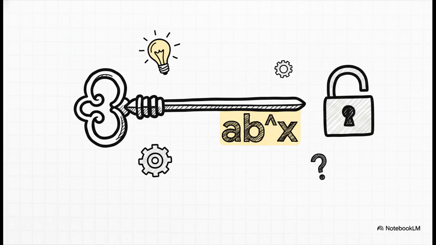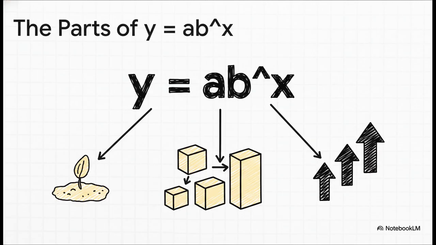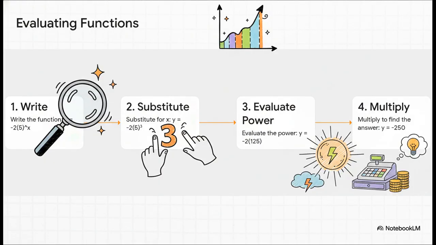Let's break it down. Okay, so think of A as your starting line. It's where you begin. B is your growth factor. That's the number you're multiplying by each time. And X, that's just how many times you take that step. So A is where you start, B is how fast you're leaping, and X is how many leaps you take. Simple as that.